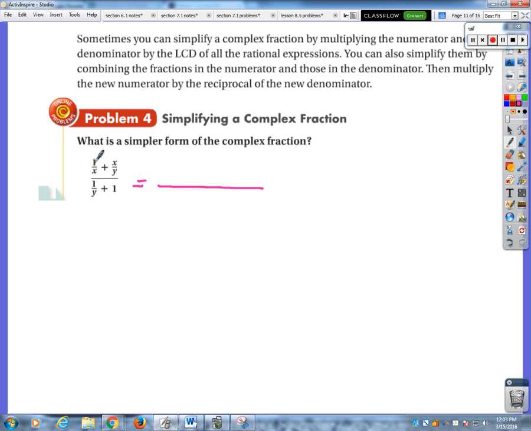The first problem that I have to solve is 1 over x plus, really? My phone is ringing? I had no idea, Josie. Thank you for pointing that out.